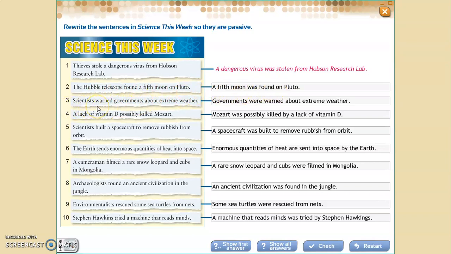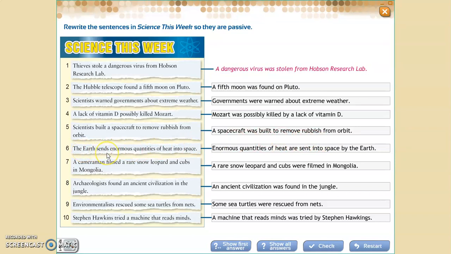3. Scientists warned governments about extreme weather. Governments were warned about extreme weather. 4. A lack of vitamin D possibly killed Mozart. Mozart was possibly killed by a lack of vitamin D. 5. Scientists built a spacecraft to remove rubbish from orbit. A spacecraft was built to remove rubbish from orbit.